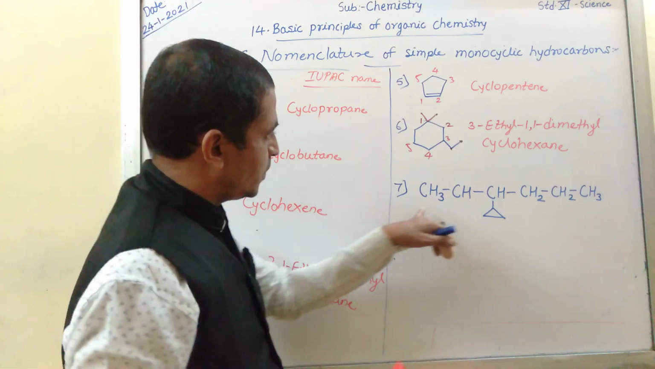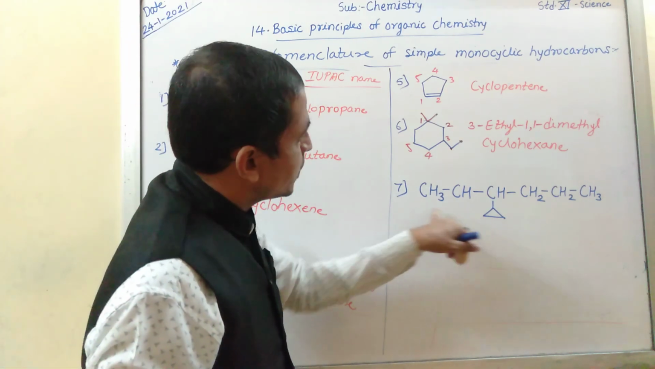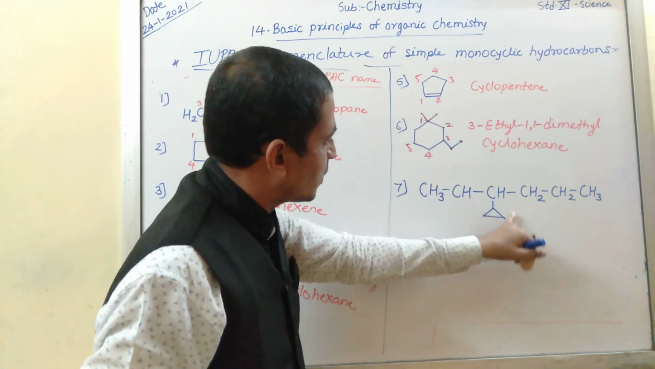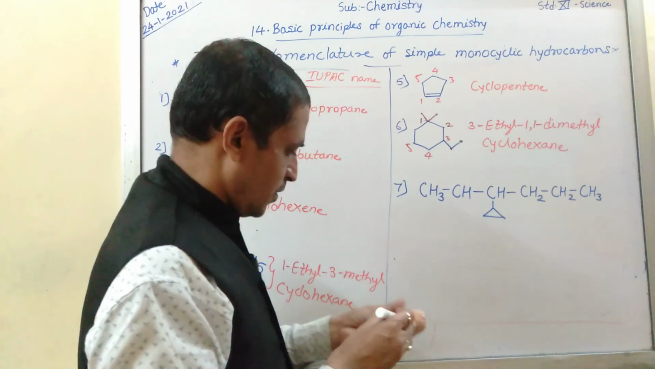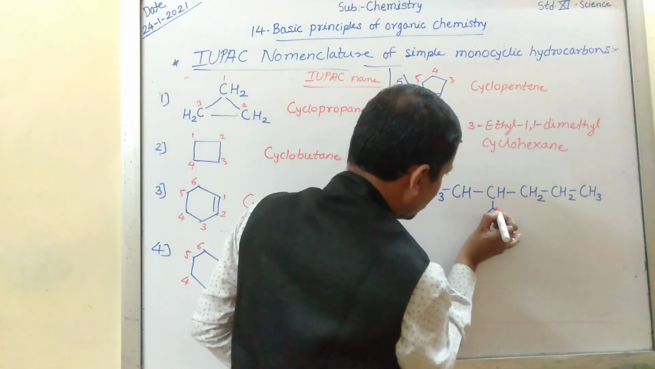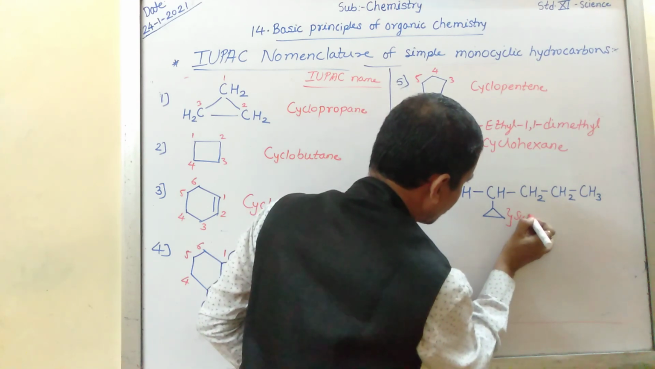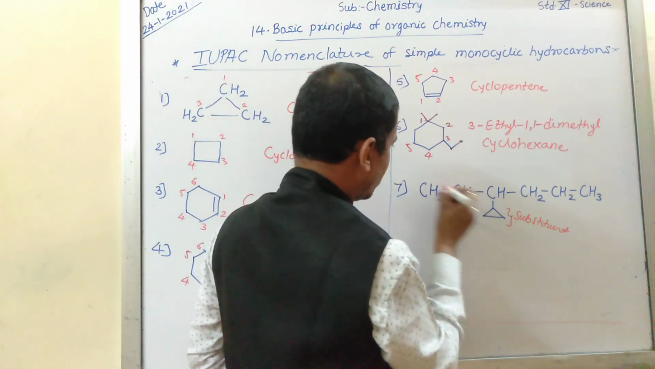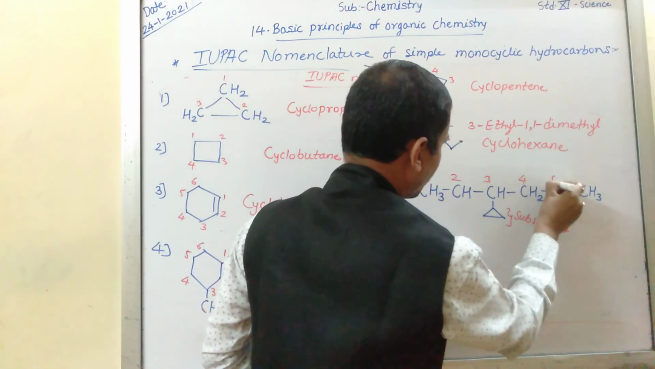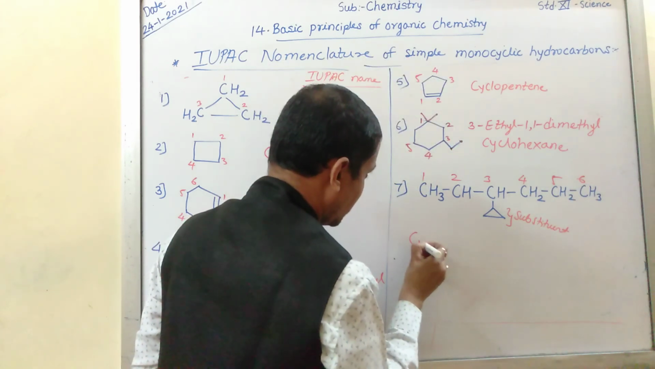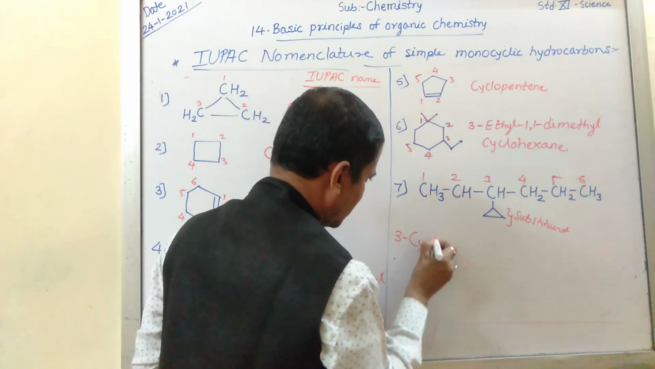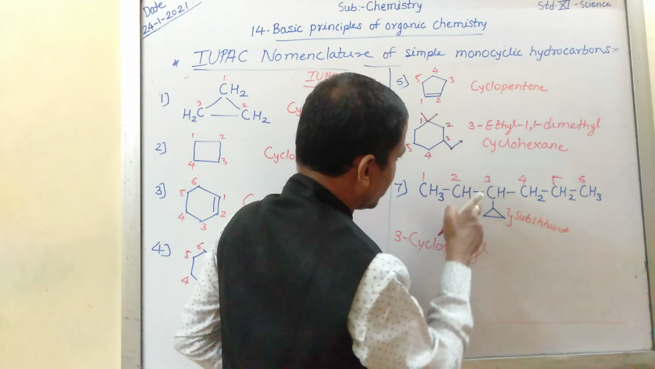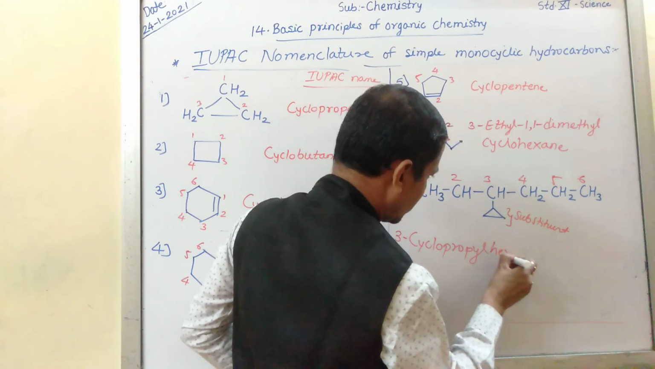Now next, here, if in the longest continuous chain more carbon atoms are present than in the cyclic compound, then that cyclic compound is used as a substituent. So here it is what? Substituent. This one is what? Substituent. It is treated as a substituent. So what will you get? It is near to this 1, 2, 3, 4, 5, 6. Its name is what? 3 cyclopropyl. 3 means this cyclopropyl group is attached to the third carbon atom and it is hexane.